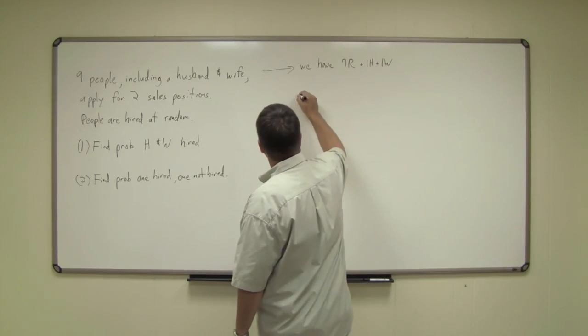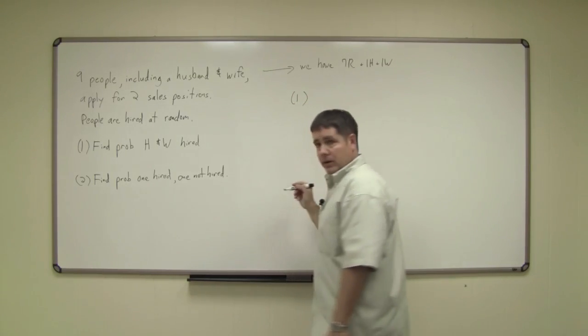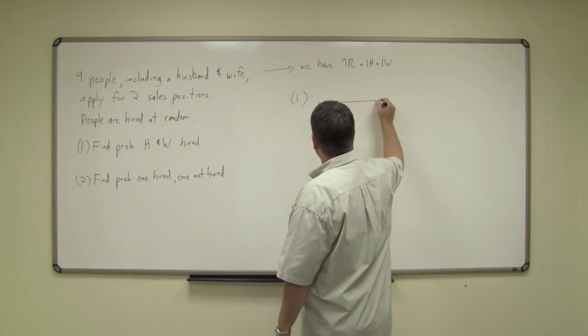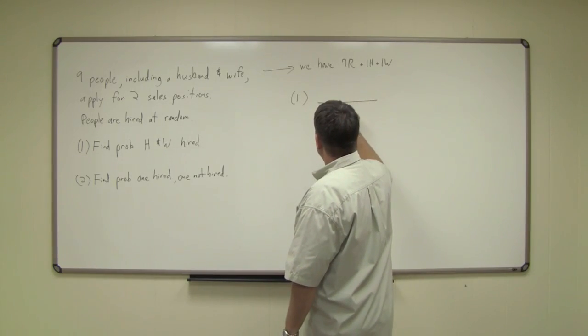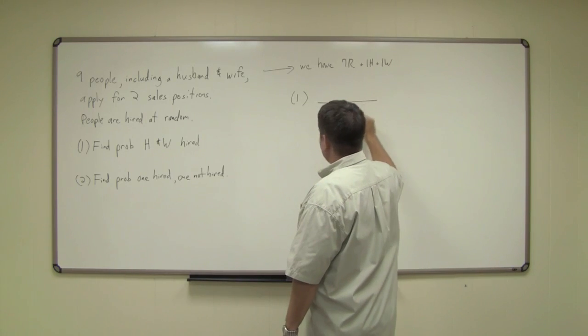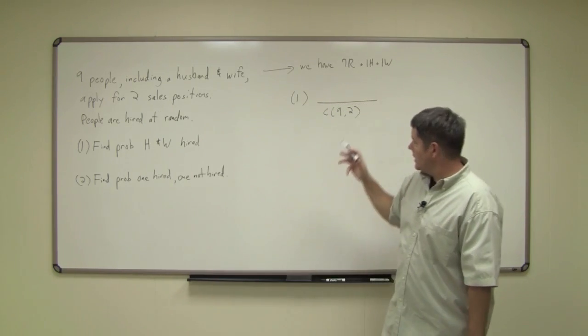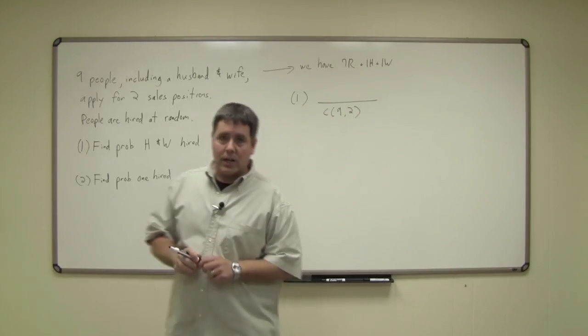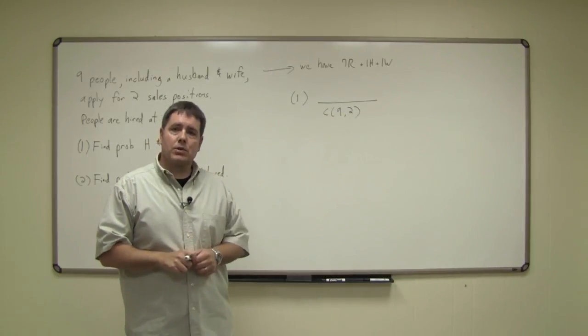So number 1, pretty straightforward. The denominator is going to be the total number of things in the sample space. That would mean there are 9 available people. We need to hire 2 of those 9 people. Now, why are we using combination and not permutation? Order doesn't matter in this particular problem.